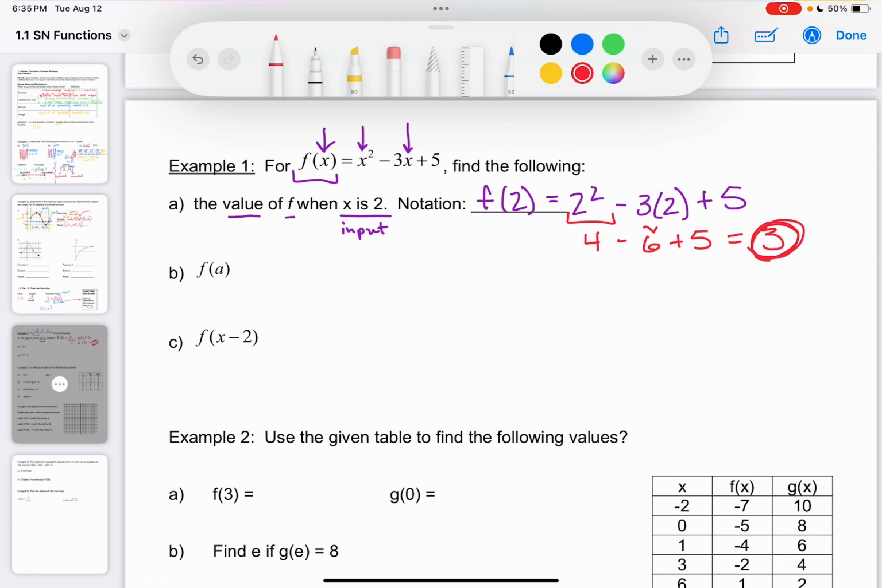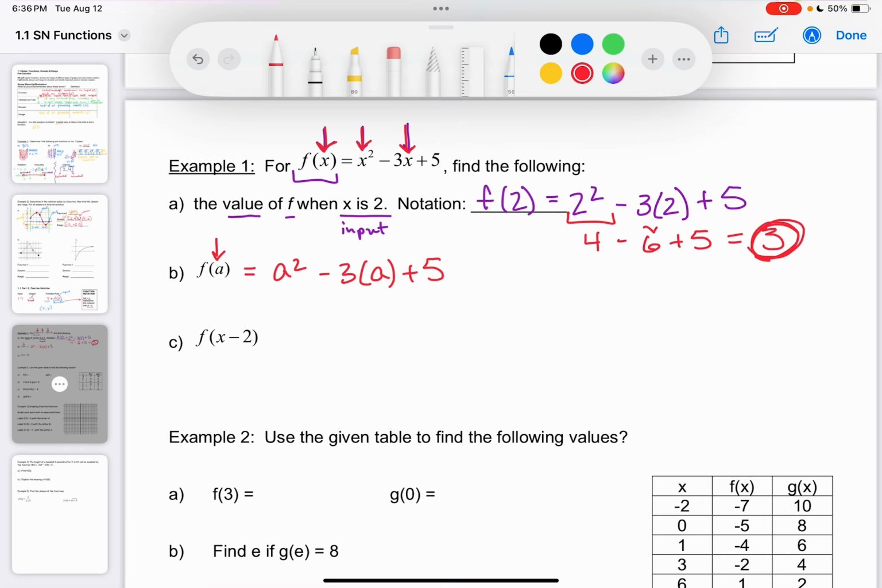Now, this next one, a is my input. I don't know what a is, but that's okay. I can go as far as it will allow me. I'll go as far as the knowledge I have. So I'm going to replace every x, 1, 2, 3, with a's. So the function with a as the input equals a squared minus 3 times a plus 5. And that's as far as I can go without actually knowing what a is.